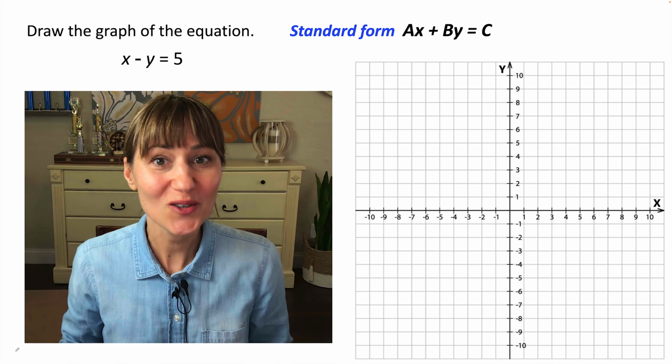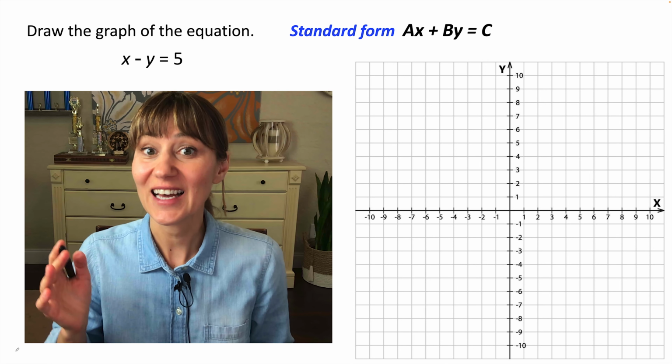Welcome! We are going to graph a linear equation by making a table of values.